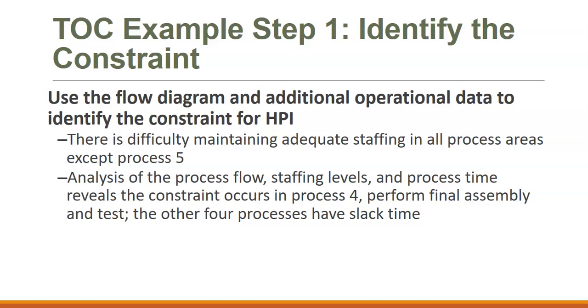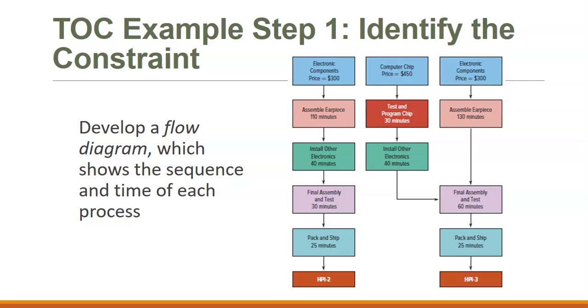So there's difficulty maintaining adequate staffing in all process areas except process 5. Our analysis of the process flow, staffing levels, and process time shows us that the constraint occurs in process 4, which is final assembly and testing. The other 4 processes have slack time, which means that they have time that things could be moved slower or faster, but process 4 is our holdup. So here we have the final assembly and test is where our constraint is happening.